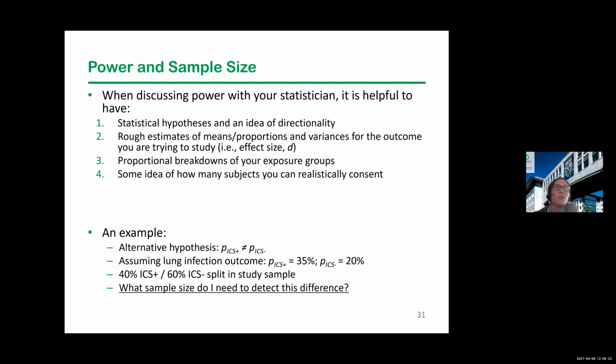So in our example, the alternative hypothesis was that we expect there to be a difference, or that the ICS exposed group would have a higher number of lung infections. So here we see the 35% versus 25%. And then we also are provided the exposure group breakdown. So we have 40% that were exposed versus 60% unexposed. So now we can answer that question, what sample size do I need to detect that difference? And we get those numbers there.